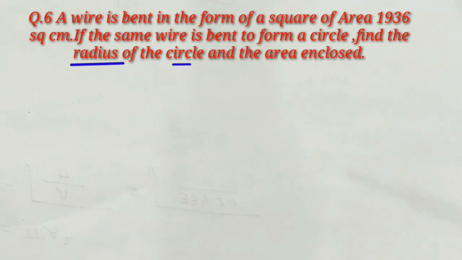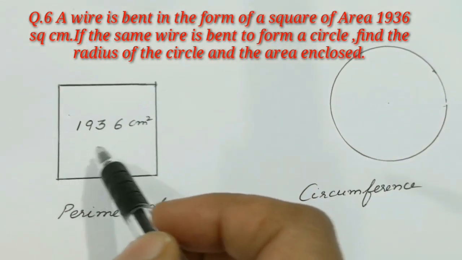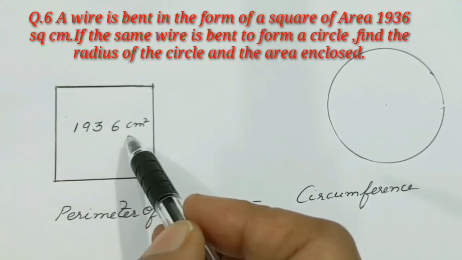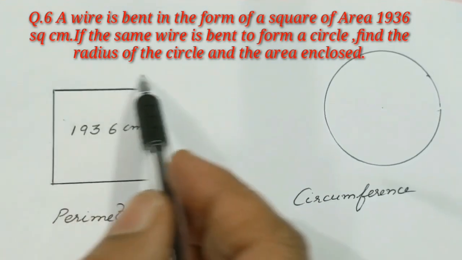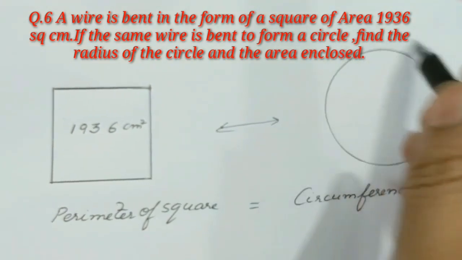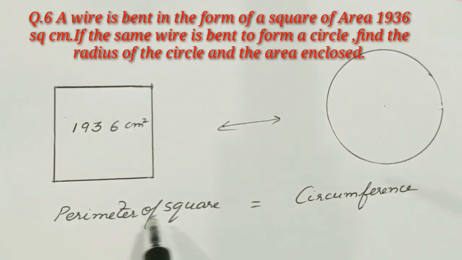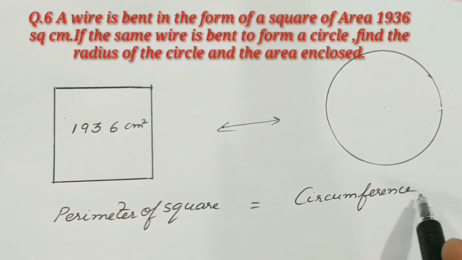You are given that the circumference of the circle equals the perimeter of the square, as the wire is bent into a circle. So let's start. Let me explain with the help of the shape. According to the question, the area of the square is 1936 centimeter square, and this square shape is then reformed into a circle. Whenever one shape is converted to another shape, what is the same? Perimeter. So the perimeter of the square equals the circumference.